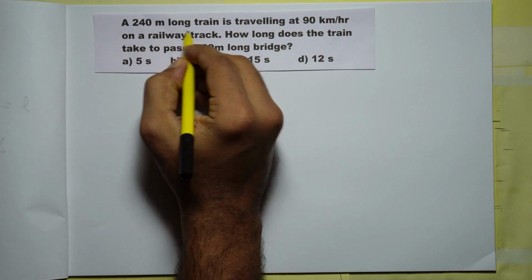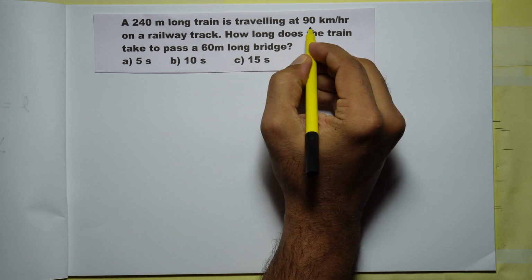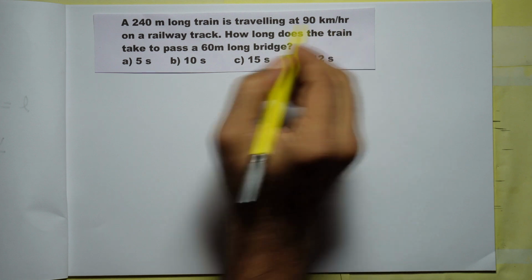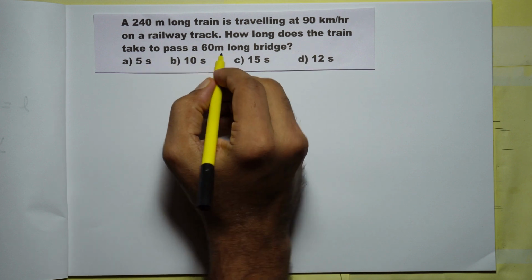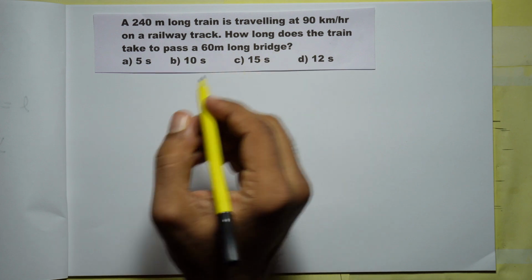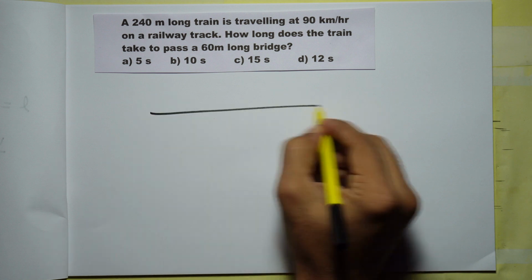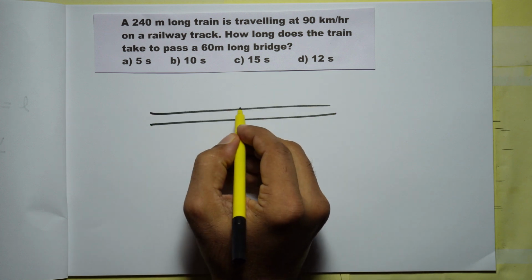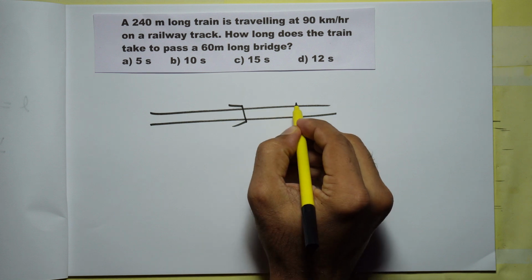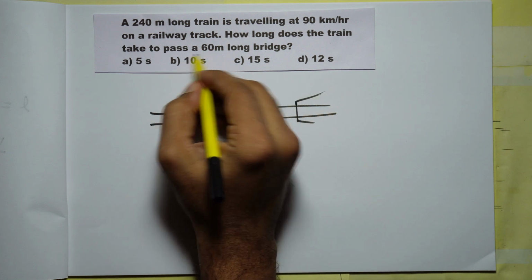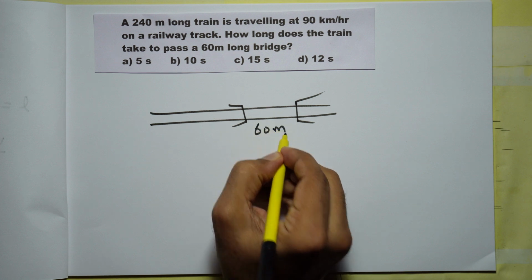A 240-meter long train is traveling at 90 kilometers per hour on a railway track. How long does the train take to pass a 60-meter long bridge? So you have the railway track like this. This is the aerial view. And this is the bridge like this. And the length of the bridge is 60 meters.